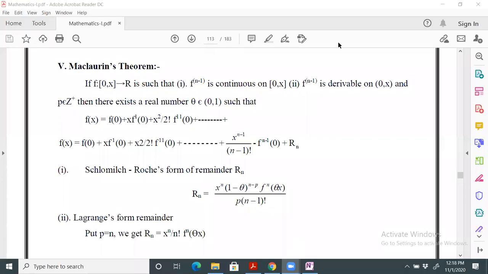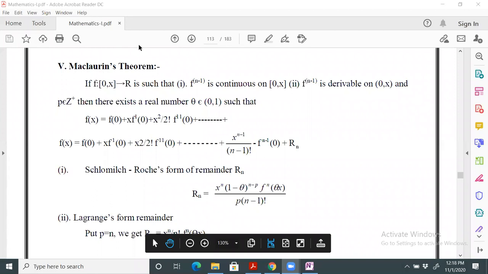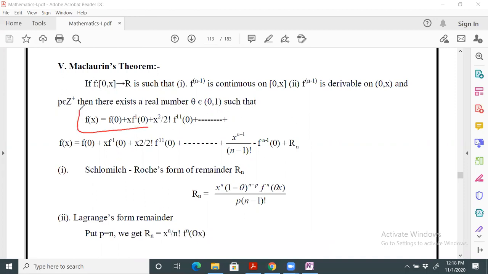Now Maclaurin's theorem. The statement is not required, the formulas are what we need to find. f of x equals f of 0 plus x into f dash of 0 plus x square by factorial 2 into f double dash of 0 plus x cube by factorial 3 into f triple dash of 0.